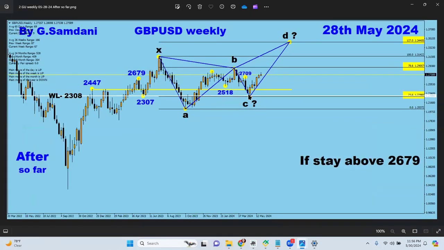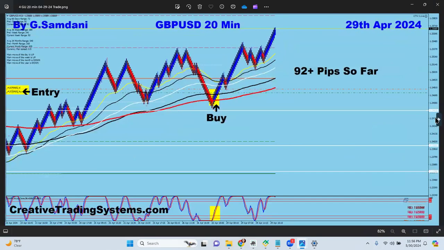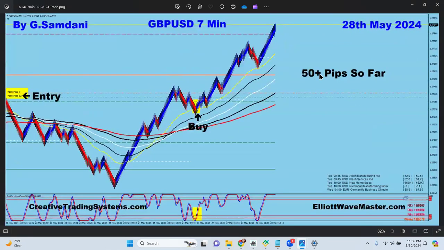It went up there, and going to the upside, I had some trades. This first one was 55 pips on the 23rd, then on the 29th another 92 pips, then another one on the 15th of May for 130, and on the 28th, 50. Once you have the pattern and direction, the pattern tells you the direction, and then you can just rinse and repeat every day whenever you get the setup using my system. It's easy. Those were four of the trades I just showed you.